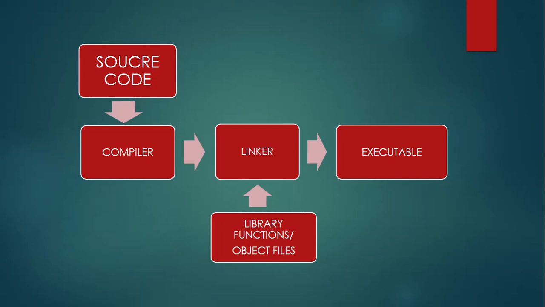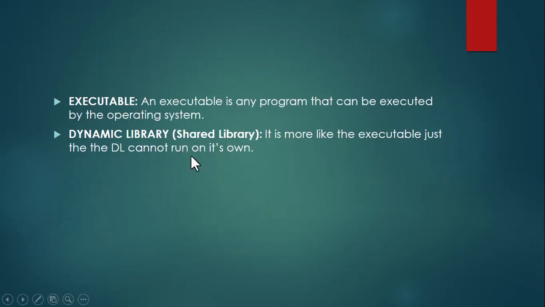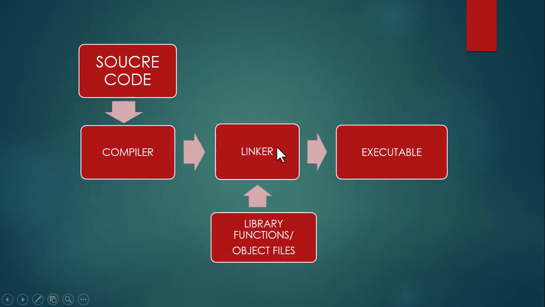So this is how the process goes. You write your source code in your IDE or wherever, then it gets preprocessed, then it gets compiled. After compiling, the compiler gives out object files to the linker. Then the linker produces the executable. So we have the source code, compiler, linker, executable, and we may also have the library functions, which are also linked by the linker, as we said earlier.